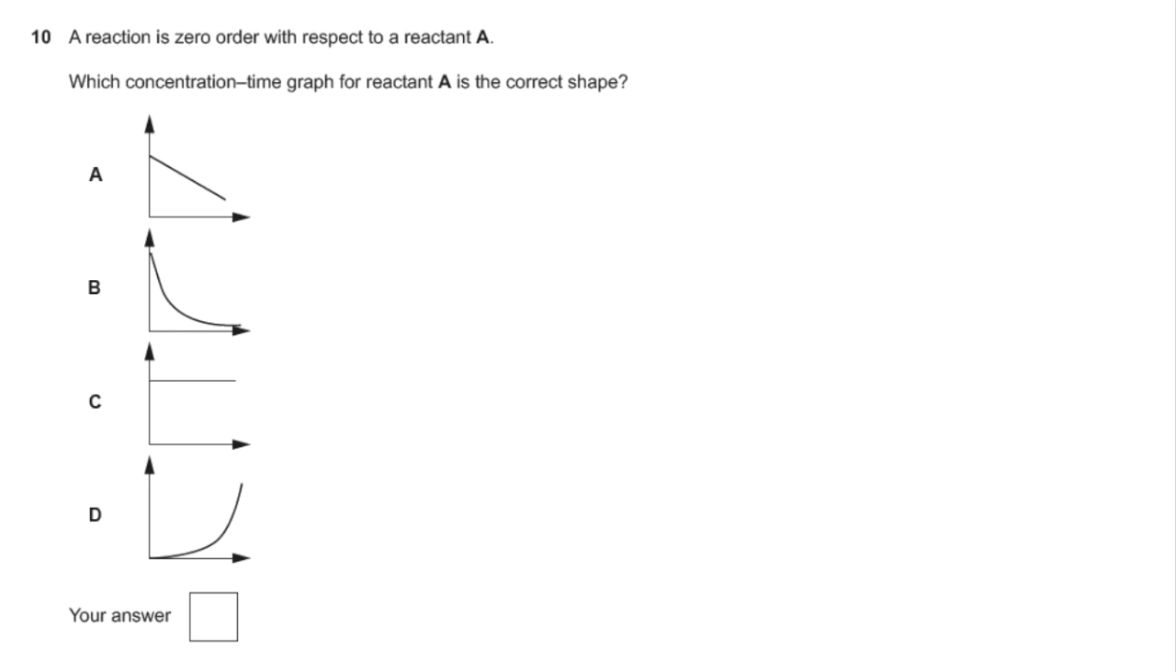So number 10 now. First thing to say, in a concentration time graph, the concentration's on the y-axis and the time is on the x-axis. Zero order is when, if you change the concentration, there is no effect on the rate. Well, in graph C, the concentration isn't changing at all. You can see it's flatlining across there, so C can't be an option.